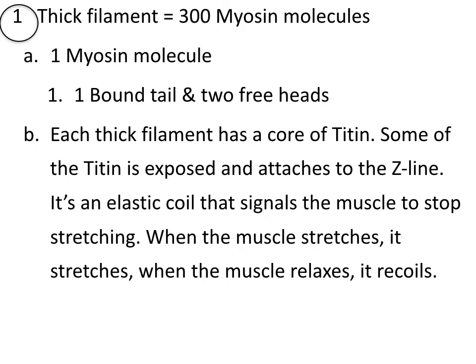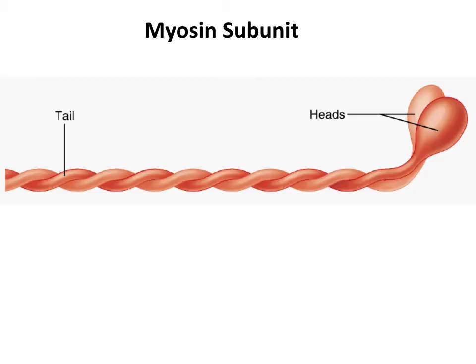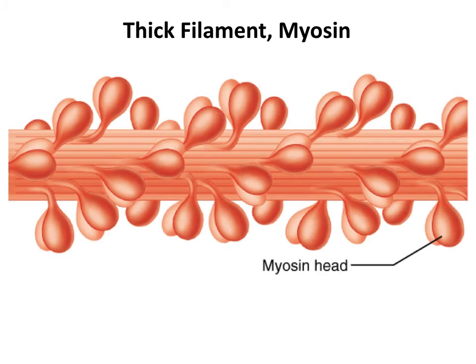All right, the thick filament, myosin. The thick filament consists of roughly 300 myosin molecules, and one has one bound tail and two free heads. One tail and two heads. Each of those has one tail and two heads. You wrap them all up together, and you got yourself a thick filament. You got yourself myosin.